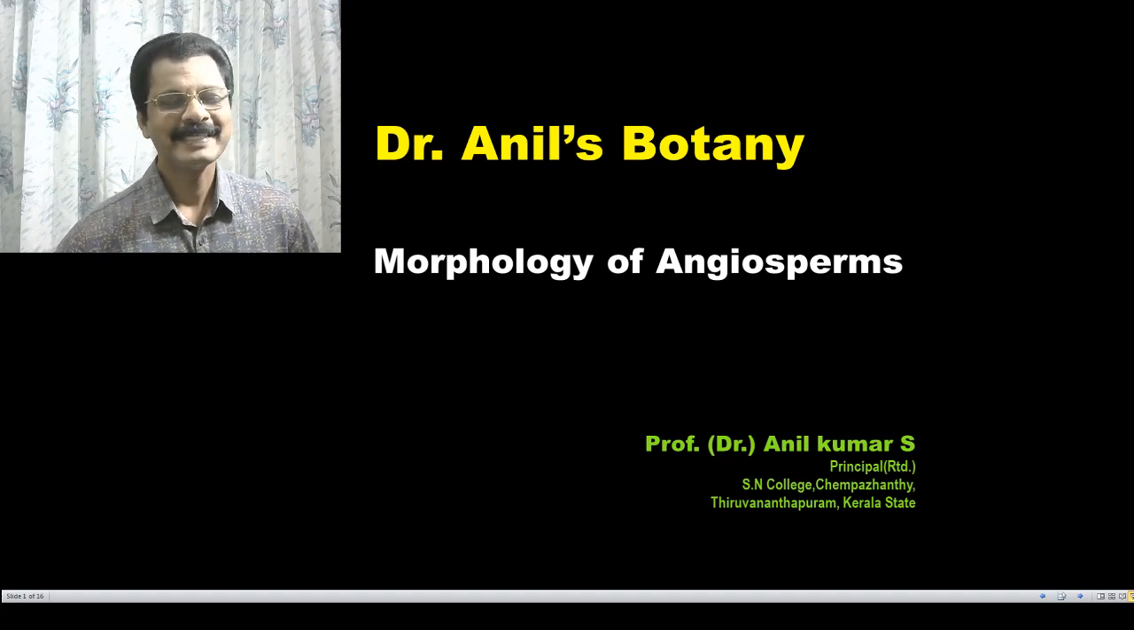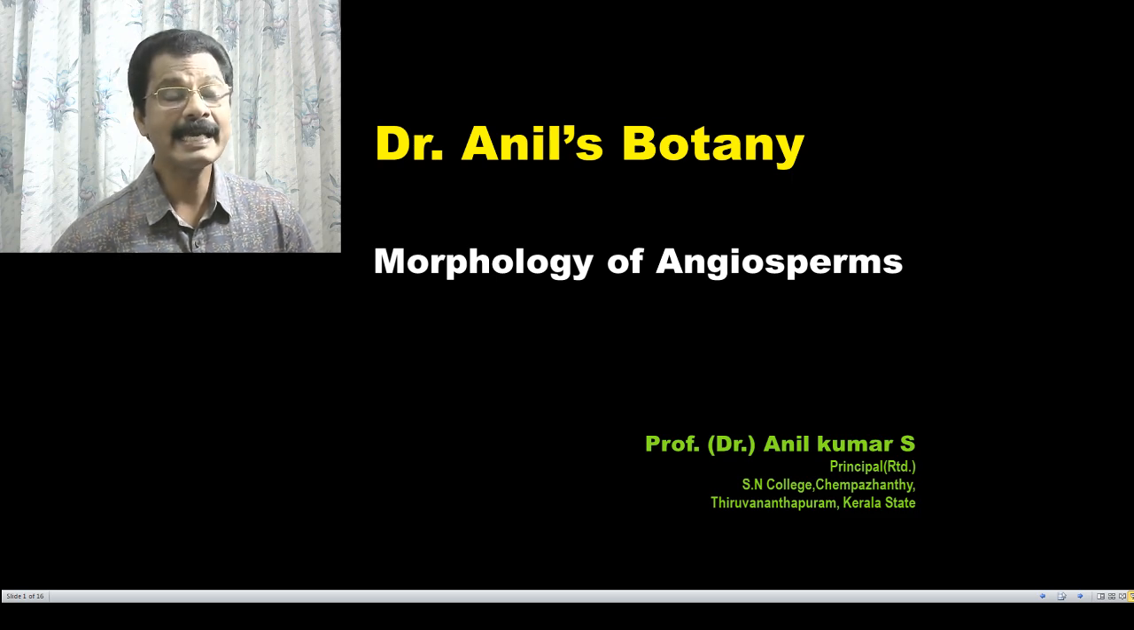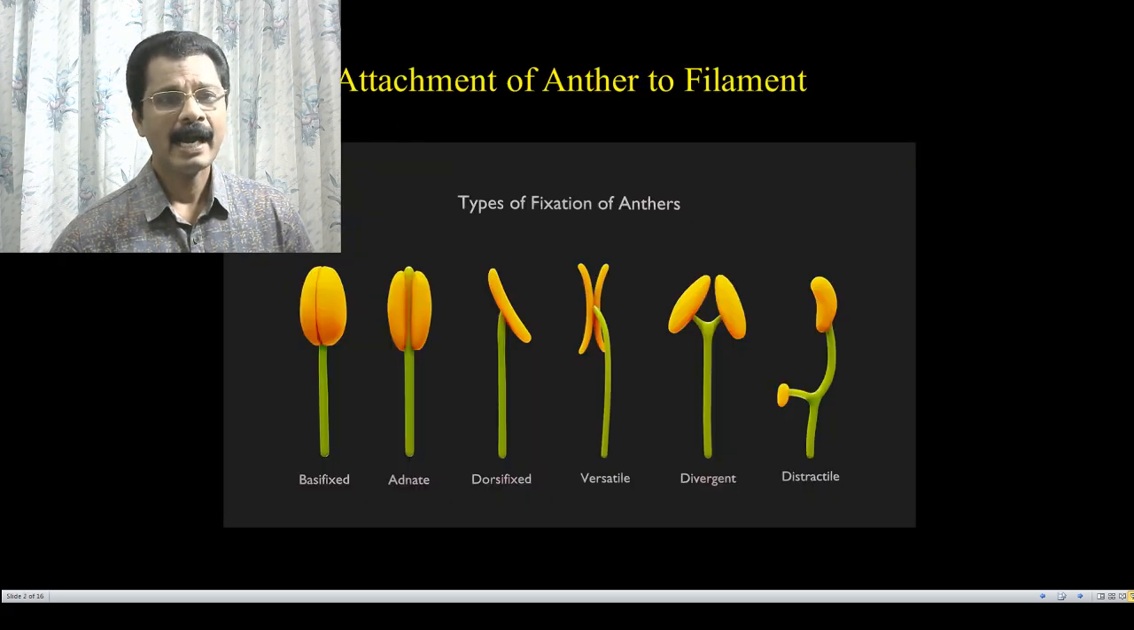Welcome. This is the continuation of the previous class, that is Androecium. We have discussed the structure of stamens, stamen cycli, etc. Today let us see the attachment of anther to the filament and the dehiscence of anther. Right? Attachment of filament to the anther.